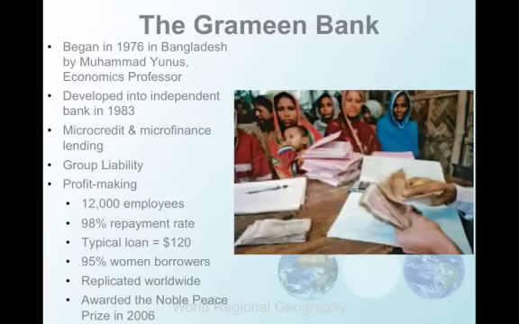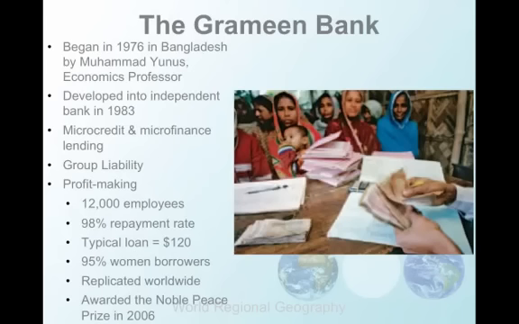So it is a profit-making venture. However, it is very good at promoting the empowerment of women because it works with them directly as opposed to going to their husbands or their brothers or their fathers, something like that. There are 12,000 employees in the Grameen Bank. A typical loan is only about $120, but this can make a world of difference.